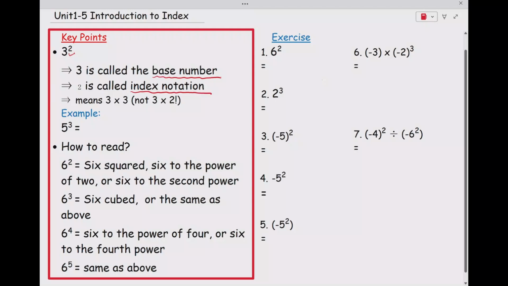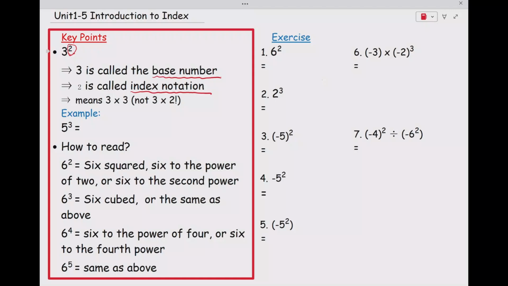What does it mean when a base number has such a small number, or index, on its right shoulder? It means that the base number is going to be multiplied for the number of times indicated by the index. Let me say it again. If a number has this index attached to it, it means that the base number is going to be multiplied for the number of times indicated by the index. Is that clear?